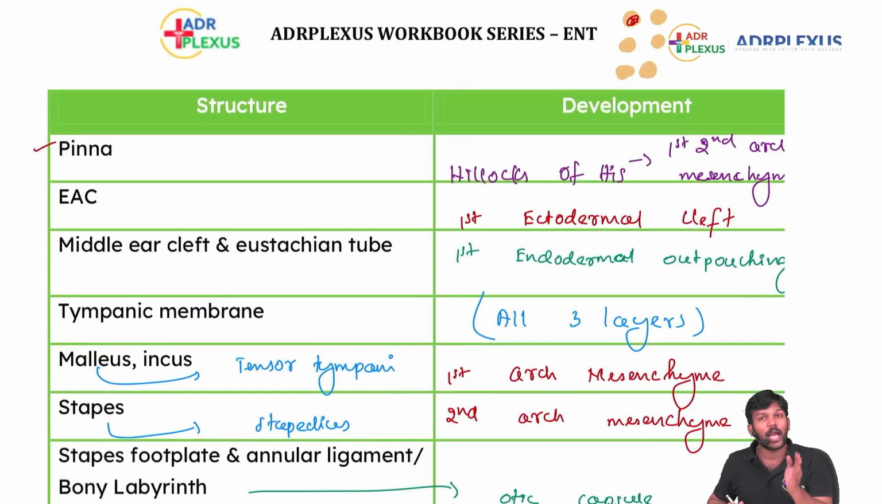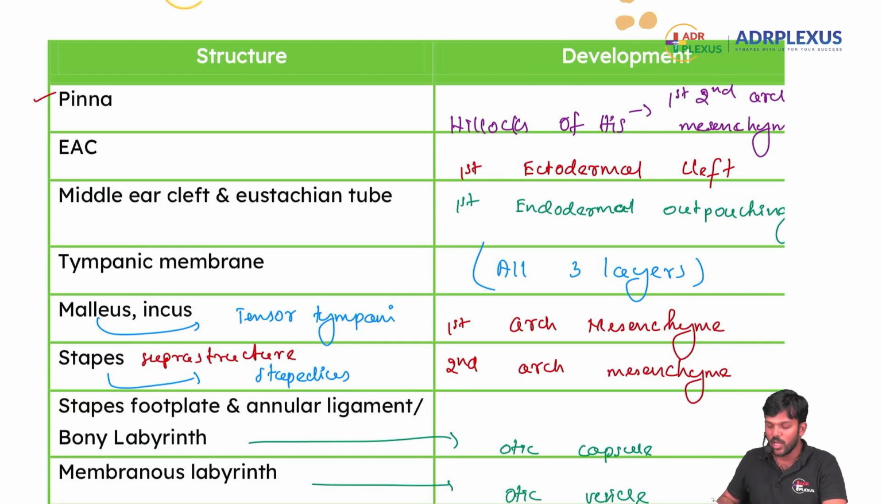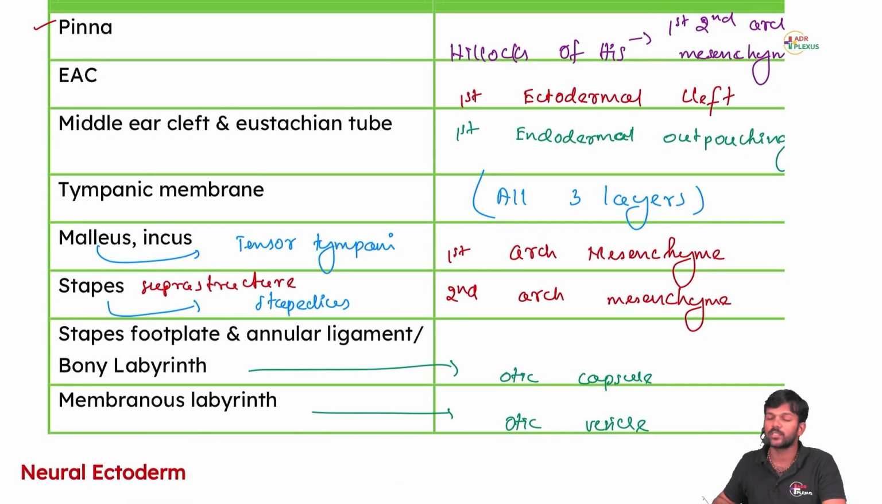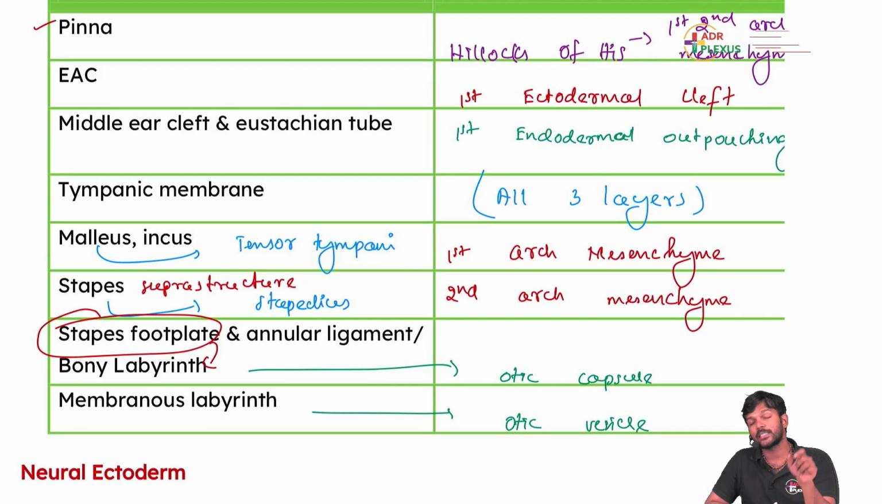Now, I am going to add upon a point. I have told you, malleus incus forms from first arch mesenchyme. Stapes completely doesn't form from second arch mesenchyme. Only stapes suprastructure will form from second arch mesenchyme, whereas stapes has two different parts: stapes suprastructure, stapes foot plate. The stapes foot plate has embryology distinctive to the inner ear. Though the stapes foot plate is a middle ear structure, it doesn't have embryology similar to the middle ear structures. It has embryology similar to the inner ear structure of bony labyrinth.